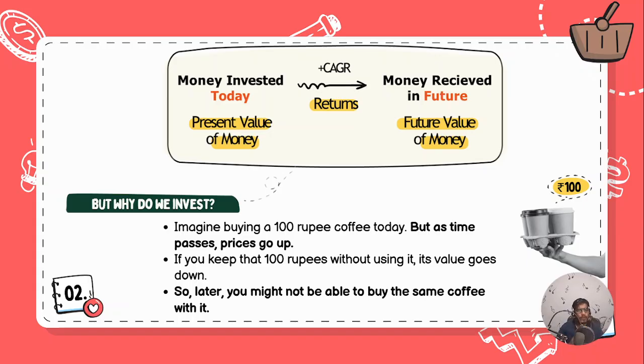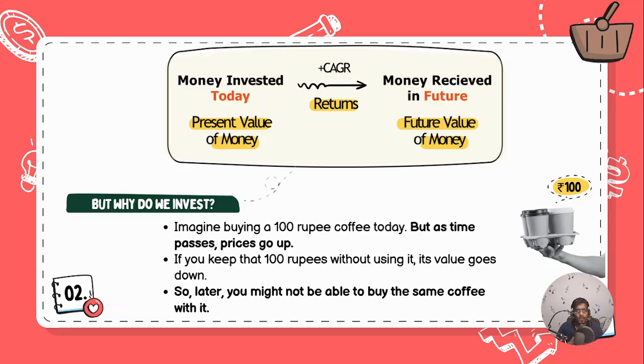Today 100 rupees can buy you a coffee, but in the future it won't be able to buy you the same cup of coffee with the same quantity as in the past. That means the value of money is decreasing. That's why we have to make sure that our money is growing, and to make sure our money is growing, we have to invest.